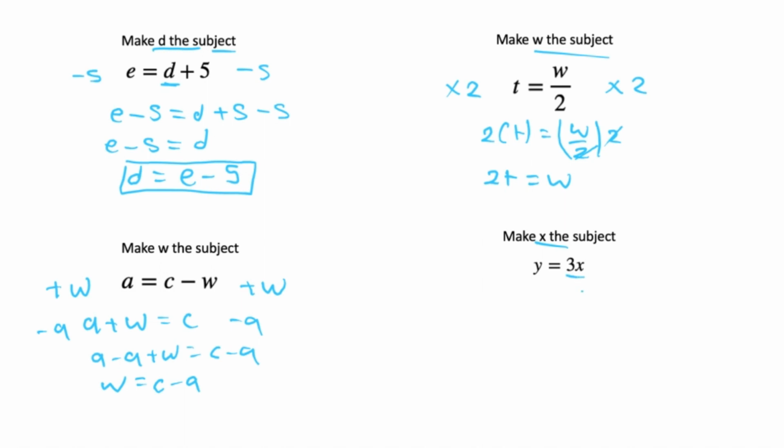Make x the subject. Now this time we have y equals 3x. We're trying to get rid of this 3, so we multiply both sides by 1 over 3. So 1 over 3 y equals 3x times 1 over 3. Same thing as before, the 3's will cancel out. So you're left with 1 over 3 y equals x. In other words, x equals y over 3. Like this. Okay, same thing.